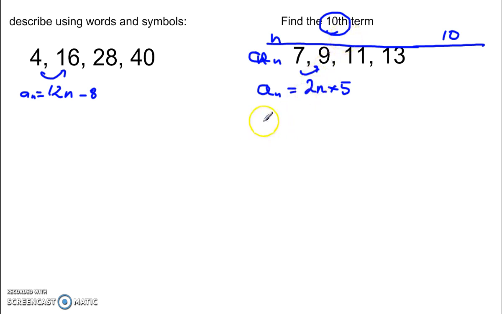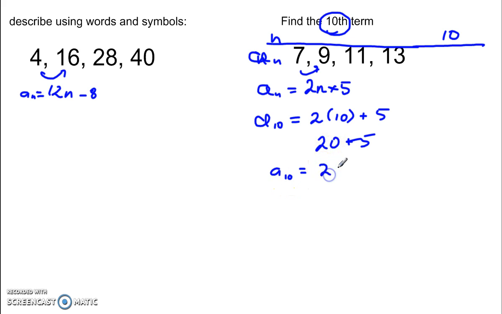Okay, so I'm looking for the 10th term, so a10 is equal to 2 times 10 plus 5. 2 times 10 is 20 plus 5. A10, the 10th term, is 25.